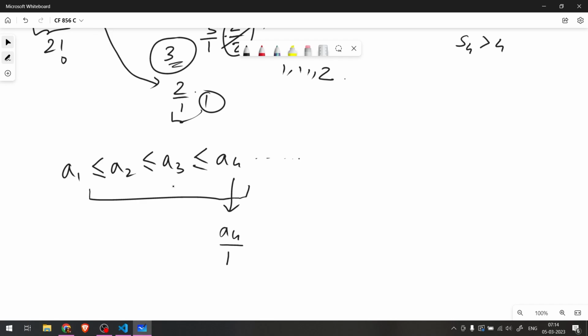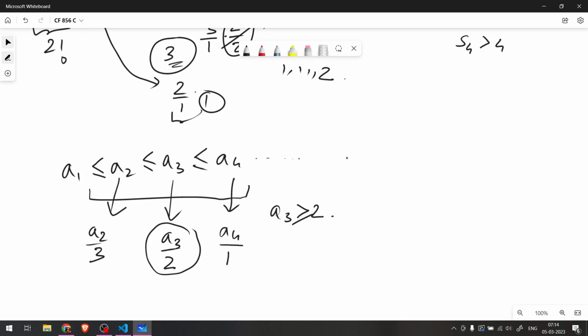Now the next element is A3, but we would take A3 and divide it by 2. So we would like to take A3 only if A3 is greater than or equal to 2, because even if it is equal, we want to maximize the cost. Similarly, we would want to take this A2 by 3. We would want to take this only if A2 is greater than or equal to 3. Right. So this way, for any subsegment, or prefix rather, we can go about calculating.